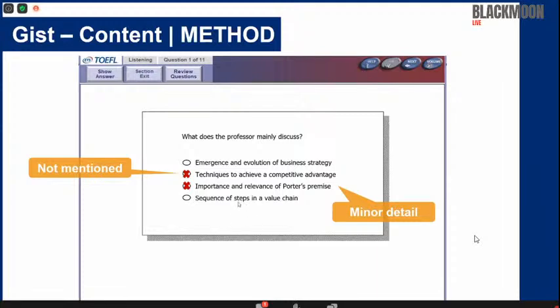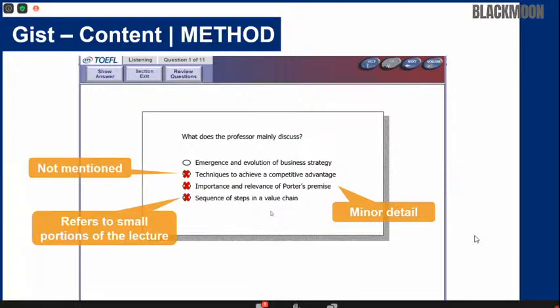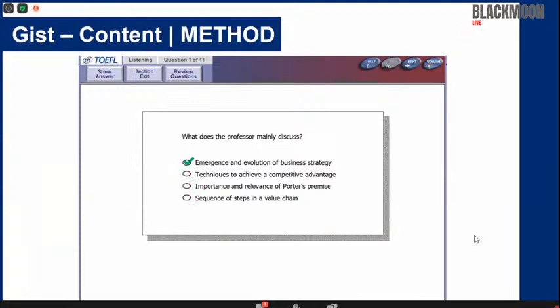Steps, a sequence of steps in a value chain. Again, that cannot be it because it was only discussed in the last few lines of the lecture. So it only refers to a small portion of the lecture. And that's why the correct answer is 1, like most of you said.